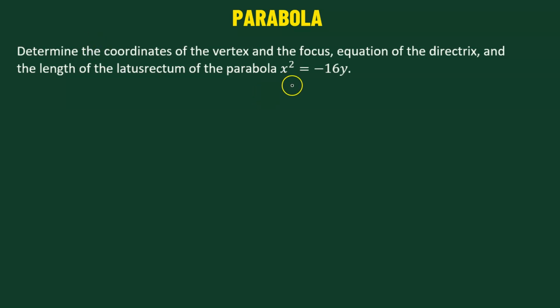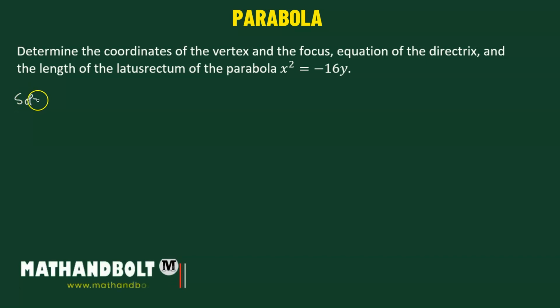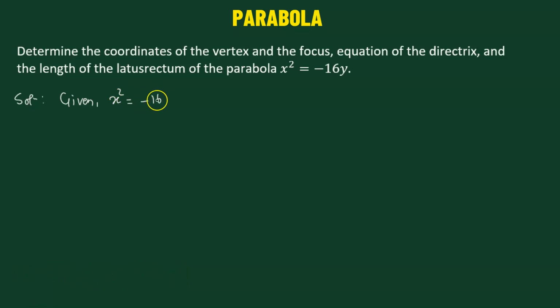So in this problem, we are given the equation of a parabola, x squared equals negative 16y. We need to determine the coordinates of the vertex and the focus, the equation of the directrix, and the length of the latus rectum of the parabola.